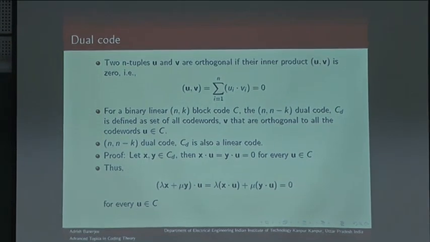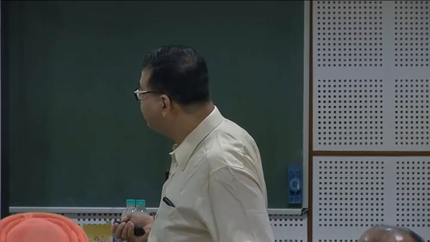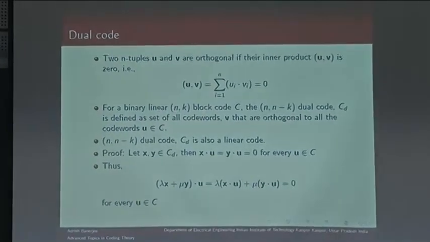So, we have proved the linearity property that if you remember, we have said if V1, V2 are two code words, then V1 plus V2 is also a valid code word. What we have shown is if x and y belong to dual code, then lambda x plus mu y also belongs to the dual code. So, we have proved the linearity property of the dual code. So, if the original code is linear, then its dual is also linear.